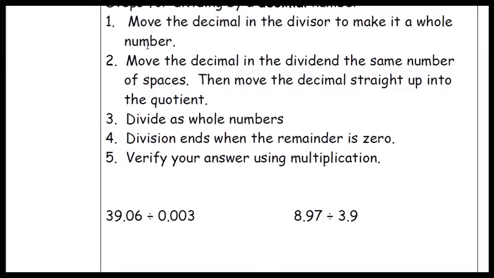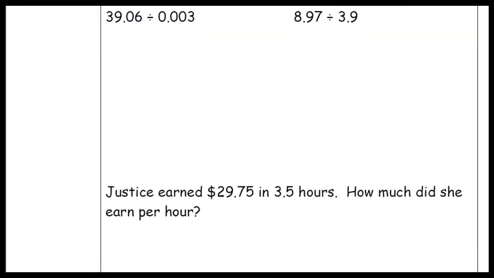And if you move the decimal in the divisor, then you have to move the decimal in the dividend the same number of spaces. Then you move the decimal straight up in the quotient like we did before. So the only step we're adding here is moving the decimal on the number on the outside. And if you move it on the outside, you have to do the same thing to the inside, same direction and the same amount of spaces.